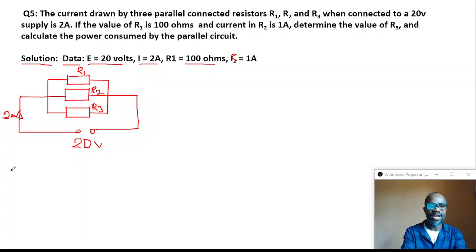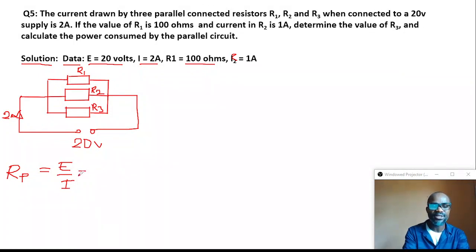We need to find the total resistance, and that has to do with RP in the parallel circuits. RP is going to be found by using Ohm's law, which is E all over I, where I represents the total current flowing in the circuit.